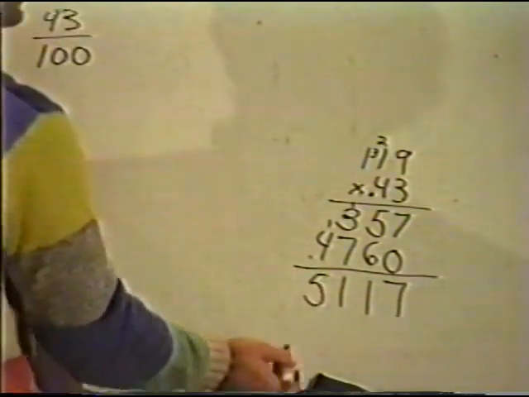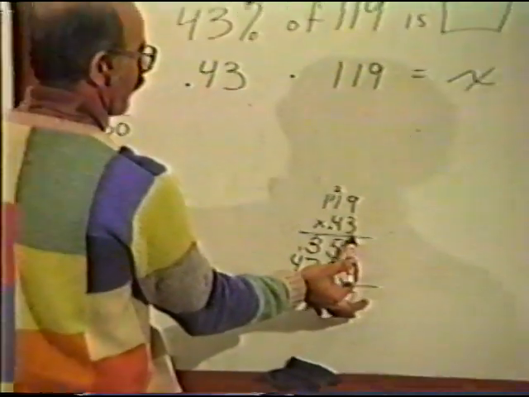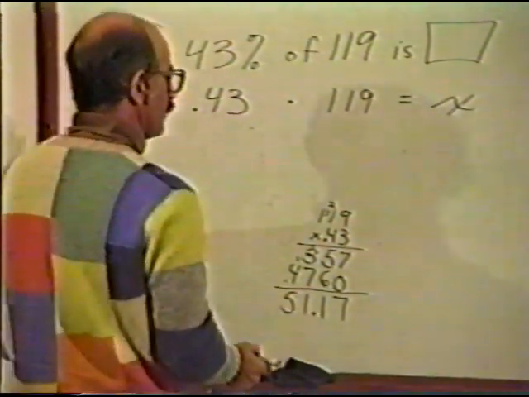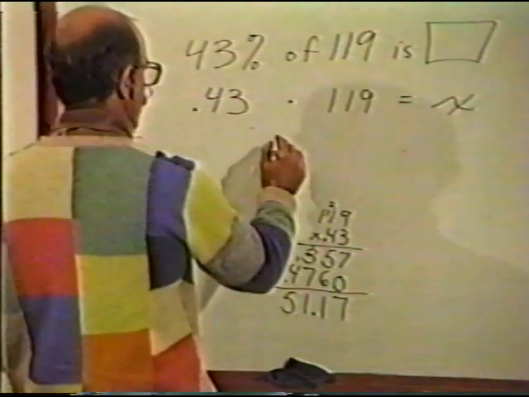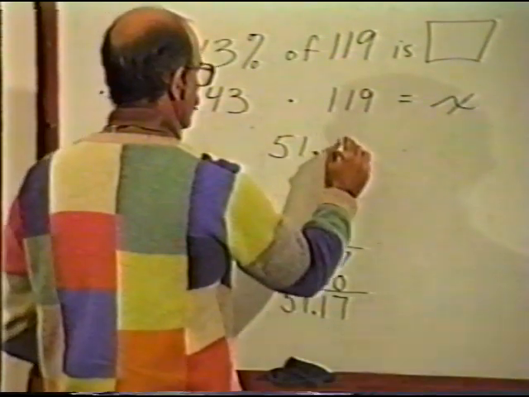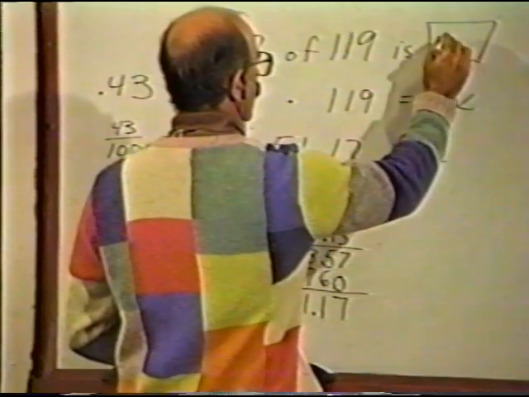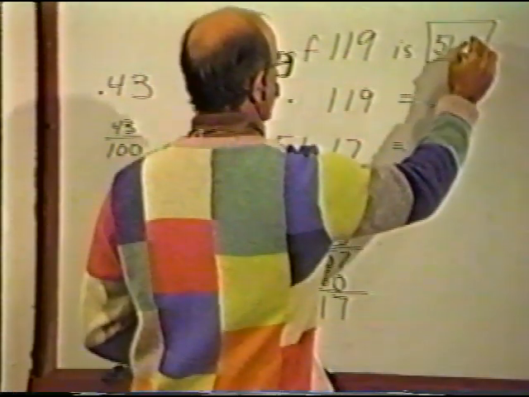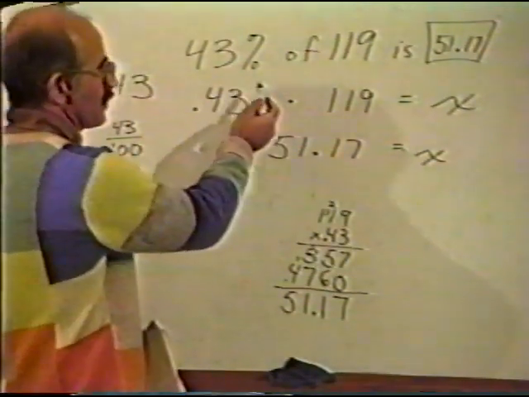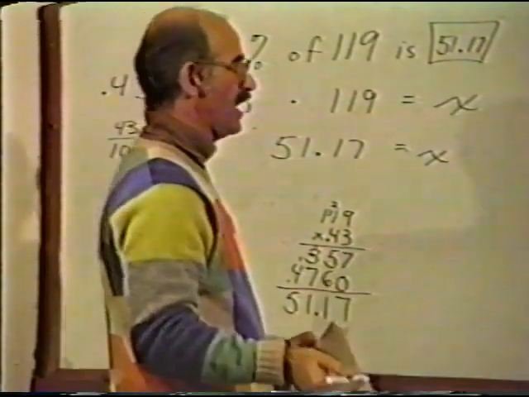We have 2 places to the right of the decimal point filled. We go back 2 places and we get 51.17. 51.17 equals x. And it makes sense that 43% of 119 should be about 50.